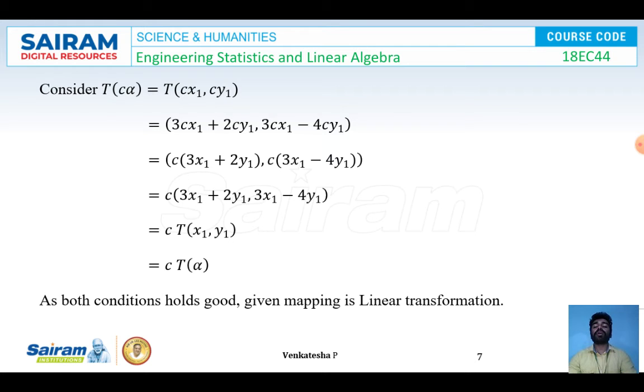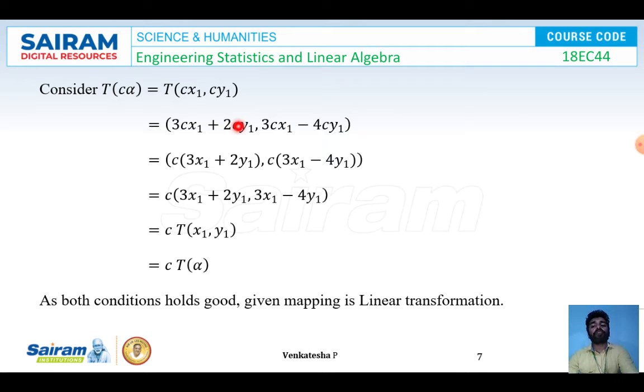So consider T of c alpha. Here c alpha is given by (c x1, c y1). So I get the equation T of (c x1, c y1). Now I am going to represent this in terms of the given equation, that is (3 c x1 + 2 c y1, 3 c x1 - 4 c y1).